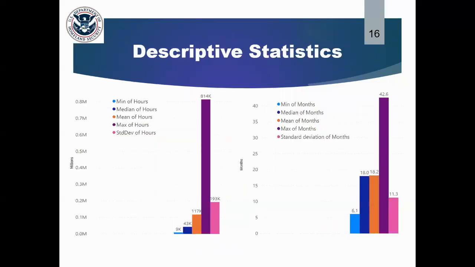Now let's look at the descriptive statistics of the dependent variables. On the left-hand side, we have effort hours, which was our first dependent variable that we evaluated. And then on the right, we have software development months. We show the minimum, the median, mean, and then maximum and standard deviation for both effort hours and software development months. When you take a look at the average for software development hours, we averaged about 117,000 hours, while we averaged about 18 months in our data set for the software development duration.